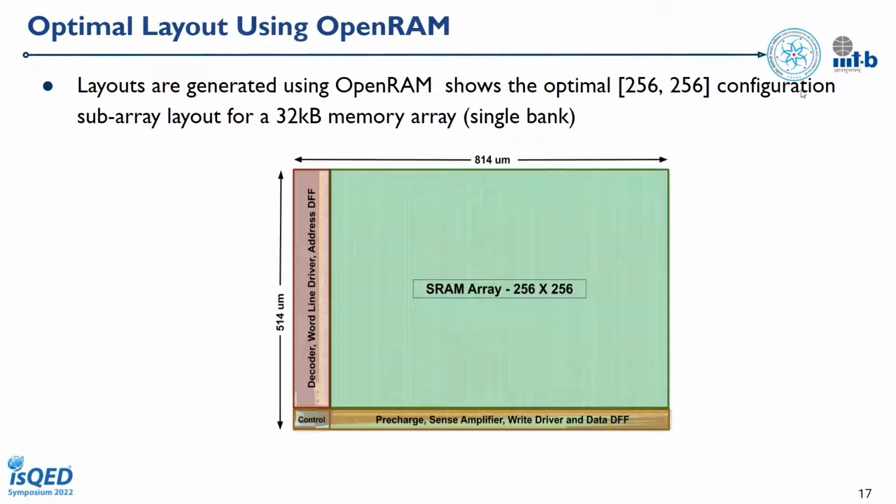Here, the SRAM subarray is depicted, and also at the left hand side, decoder, wordline driver, address D flip-flop. On the bottom, we have pre-charge, sense amplifier, write drivers, and data flip-flop. Also, we have a control circuitry at the bottom left corner. The dimensions of the layout are also provided.